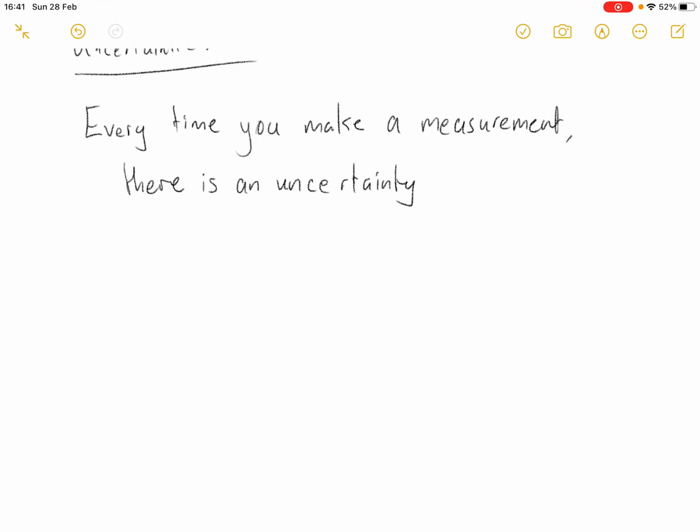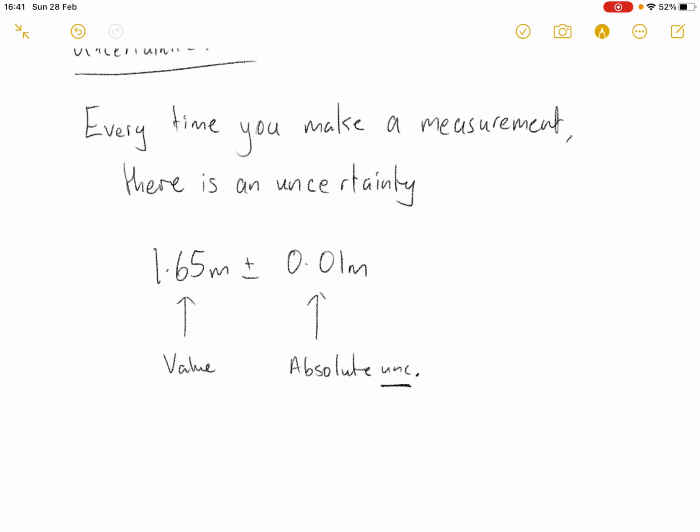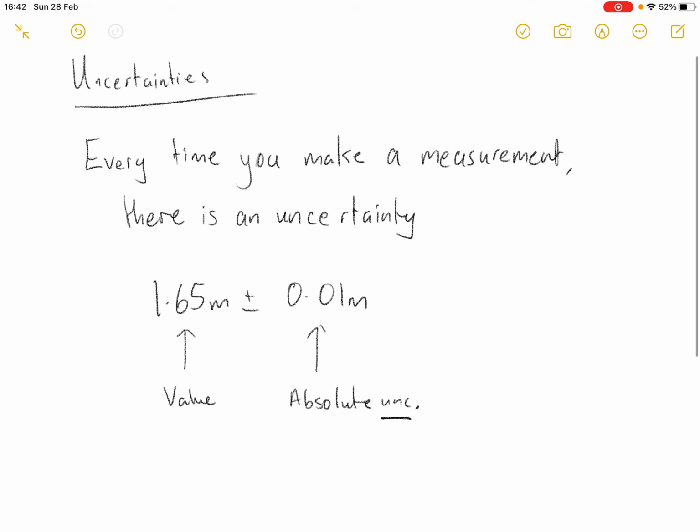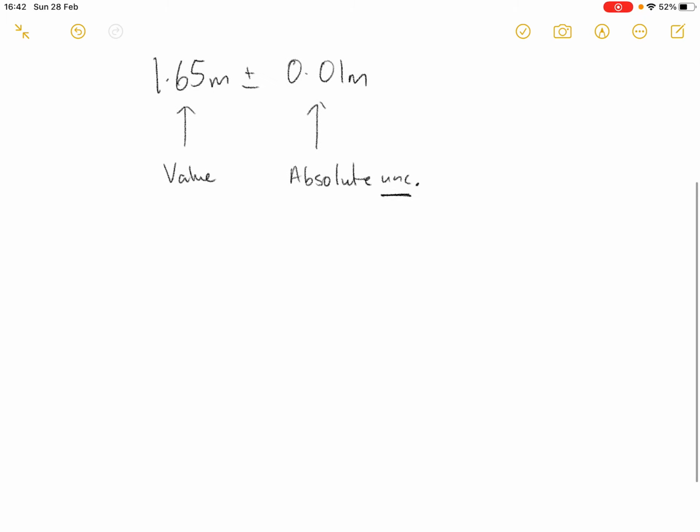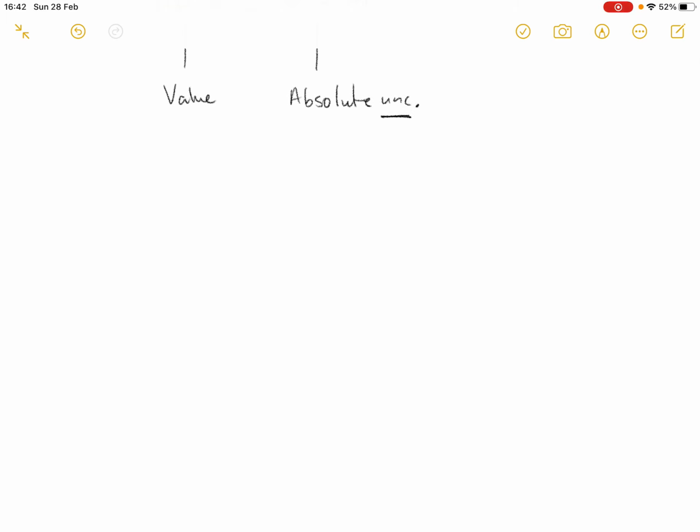And you'll typically see it written, for example, something like this, 1.65 meters plus minus 0.01 meters, something like that, okay? Now this is the value or the reading, and we call this the absolute uncertainty. So I'm going to abbreviate uncertainty to UNC a lot in these videos. So there we go, that's the basics, definitions of an uncertainty. Okay, so let's take a look at some examples and we'll see how we can get the absolute uncertainty.